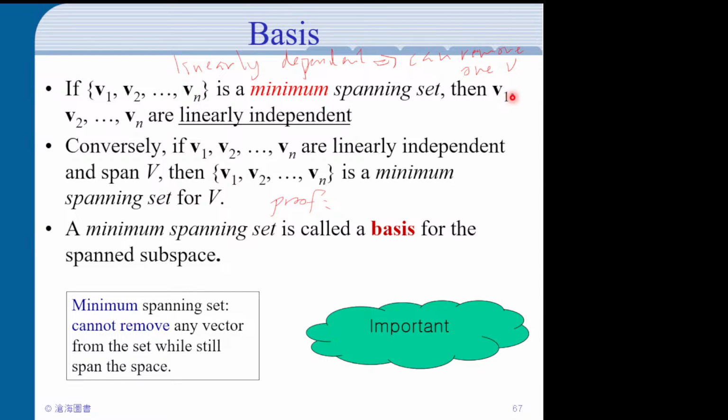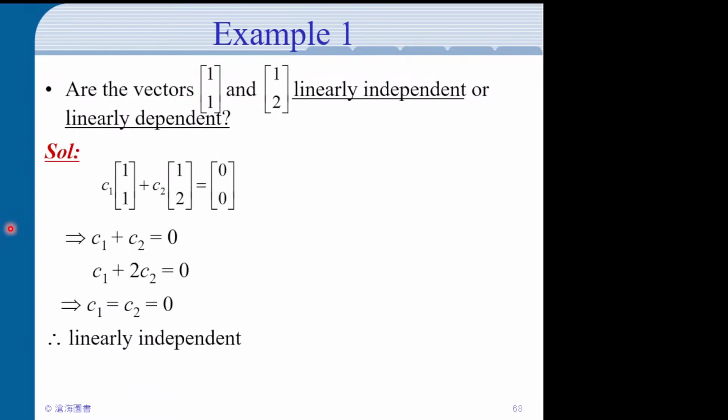That's important to remember. And the intuition is that if you are not linearly independent, then you can remove one of them. And so it's not minimal. So if you're not linearly independent, then you are not minimal. So to be minimal, you must be linearly independent. Okay, let's finish this minimal discussion, and let's go back to just linear independence and linear dependence.